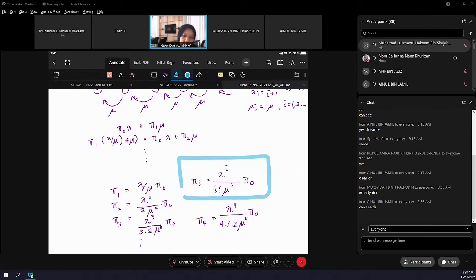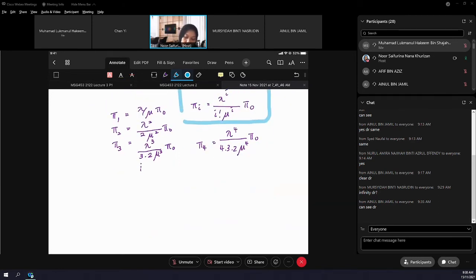Okay, for your pi I. So next, we have to find our pi naught. In order for us to determine pi naught, we need to use the sum of the probability of being in state I. So pi naught plus pi 1 plus pi 2 and so on equals 1.